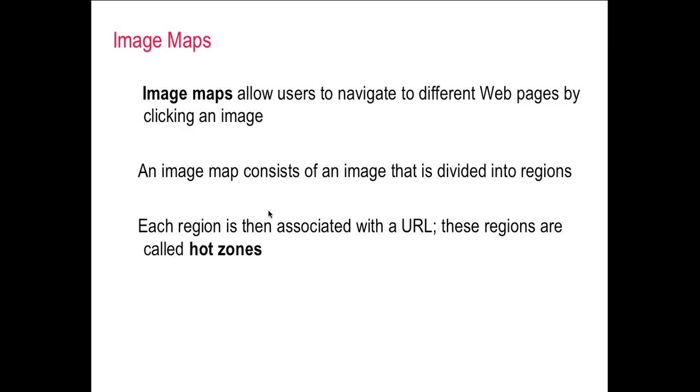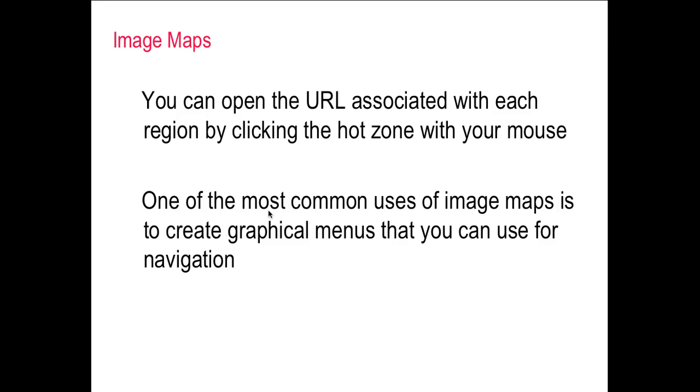So an image map consists of an image that's divided into regions. Each region is associated with a URL, and the regions are called hot zones. So you hot zone the regions so that when you move the mouse over them, and on a mobile device it's going to be a touch sensor, it's going to work the same way. It's automatically converted. In fact, that's the interesting thing about web development. Everything you're doing for a desktop is going to work automatically, so there's no extra programming for touch control.